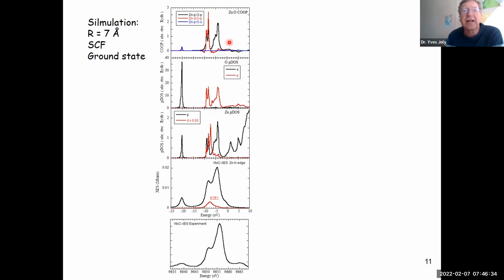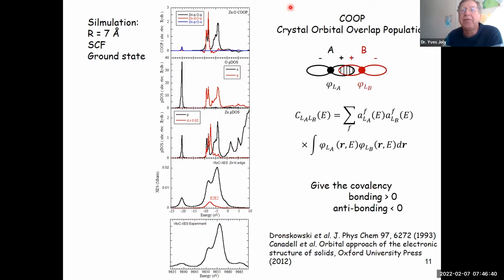And because the code can also calculate the overlap between different orbitals making a molecular bond like this, in fact, you can calculate this integral here, so you can calculate the covalency, if you want, between two atoms. You can see here the result that this bump is due to this molecular bond between the zinc P orbital and the oxygen S orbital. Okay, and here it's some experiment, and it corresponds more or less to the experiment.